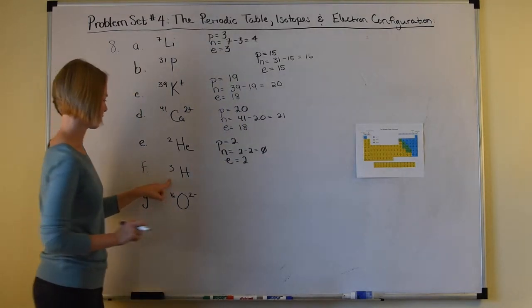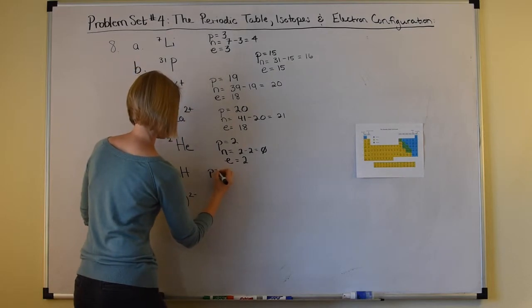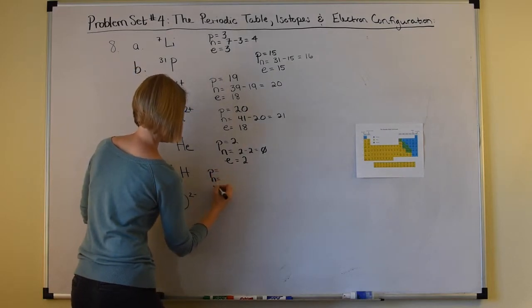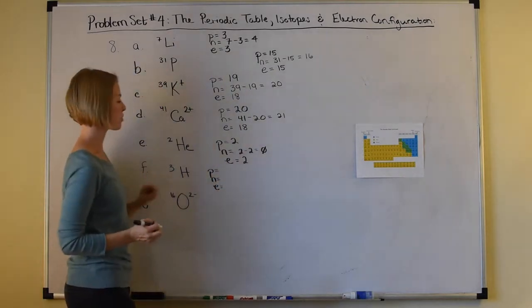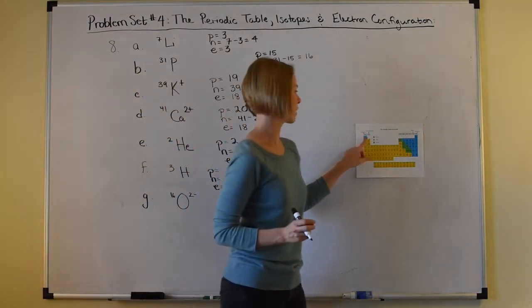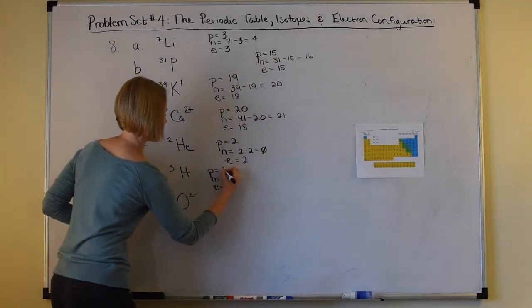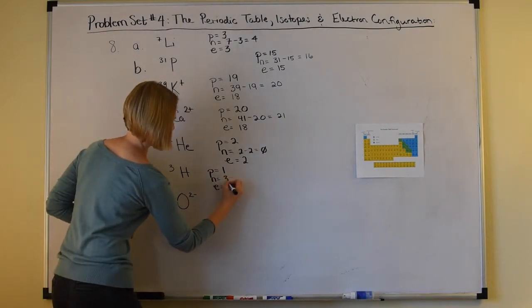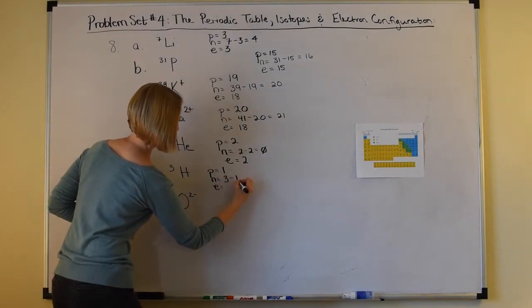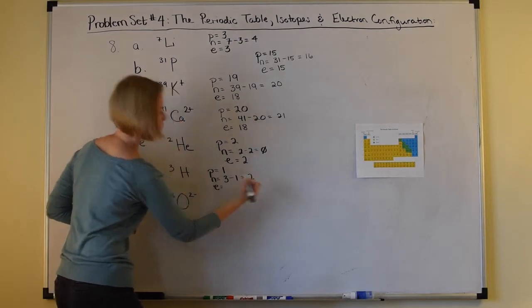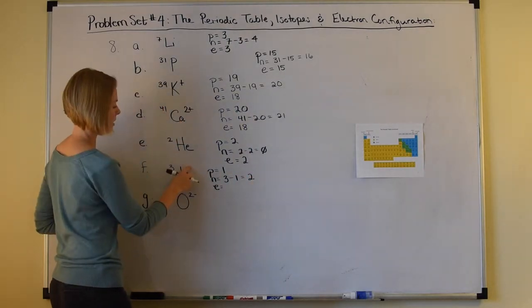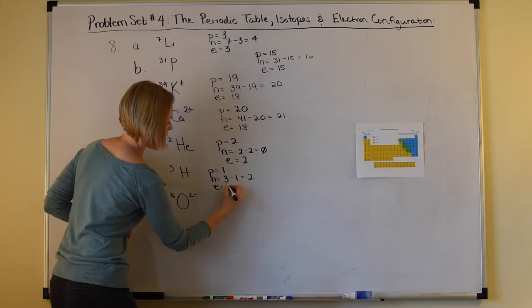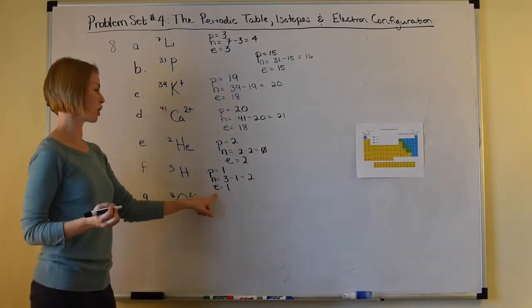All right, hydrogen. All right, the number of protons is equal to the atomic number. The atomic number is 1, so 1 proton. The number of neutrons is going to be the mass number minus the atomic number, so 2 neutrons. And because it is neutral, the number of electrons is going to be equal to the number of protons, so just 1.